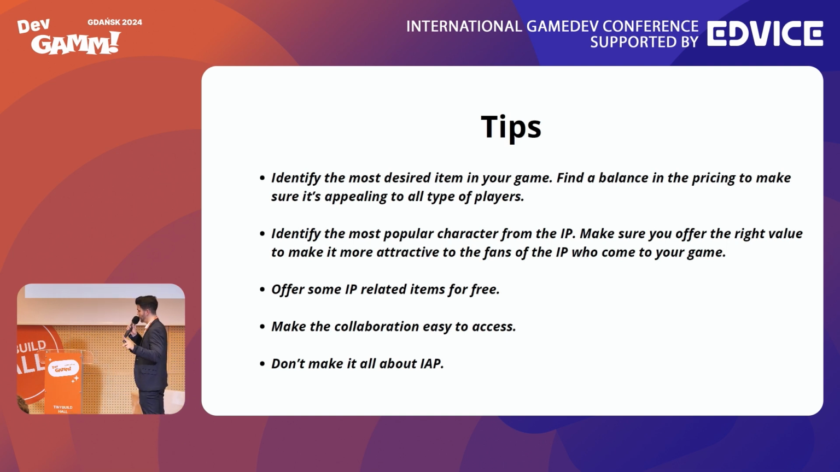Another point is to identify the most popular character of the IP. So for the fans who are coming from the IP, we know what we want to sell, how we want to sell it, or what we want to give, right? If the TV show or the movie has different characters, go through polls, study everything, and the most popular ones are the ones that you want to integrate in your game and monetize.